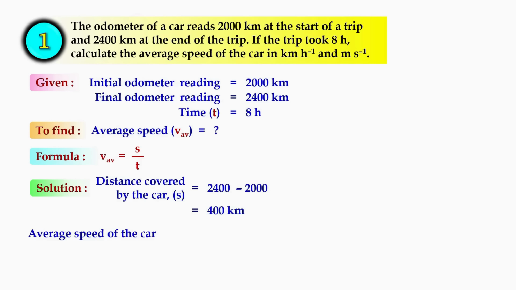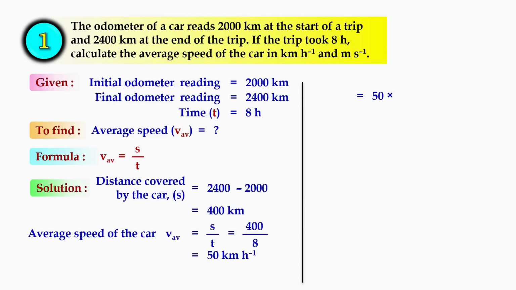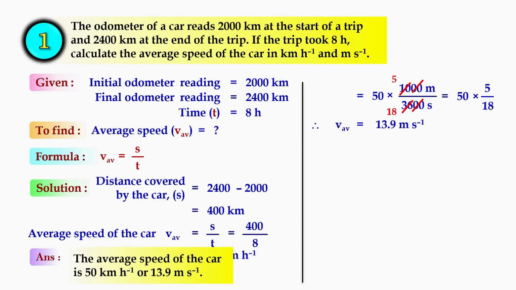Now we use the formula for average speed. Average speed equals total distance divided by total time. Substituting the values, we get 400 divided by 8. This gives 50 kilometers per hour. Now let us convert this speed into meters per second. We know that 1 kilometer per hour is equal to 5 divided by 18 meters per second. So 50 multiplied by 5 divided by 18 gives approximately 13.9 meters per second. Therefore, the average speed of the car is 50 kilometers per hour or about 13.9 meters per second.